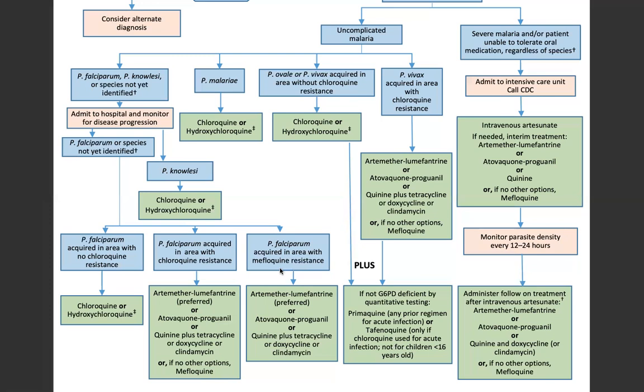If there is mefloquine resistance, then avoid mefloquine and you can give artemether lumefantrine, which is the preferred regimen, atovaquone proguanil, or quinine. You can add the antibiotic tetracycline, doxycycline, or clindamycin. So these are the treatment protocols by the Centers for Disease Control and Prevention.